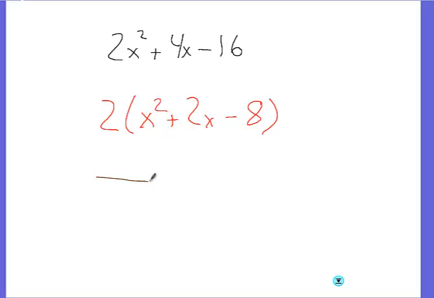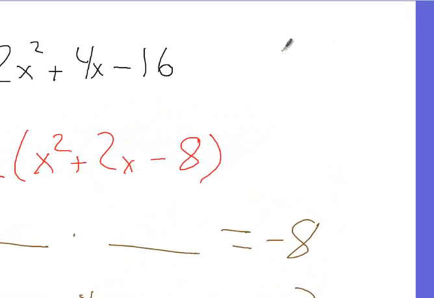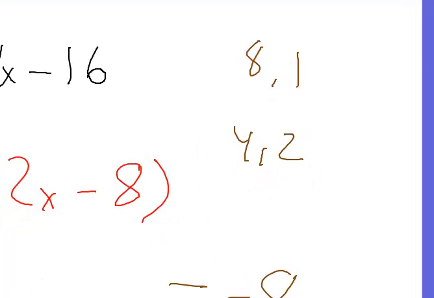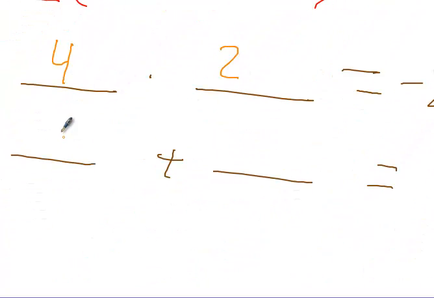Again, we need two numbers that multiply to the last, which is negative 8. The same two numbers must add to the middle, which is positive 2. So the factors of 8 are 8 and 1, 4 and 2. We need the numbers to be 4 and 2, since that's the only way we're going to get 2. We want it to be a positive 2, so we have to make the 2 negative. So 4 times negative 2 is negative 8, works. 4 plus negative 2 is positive 2, works.